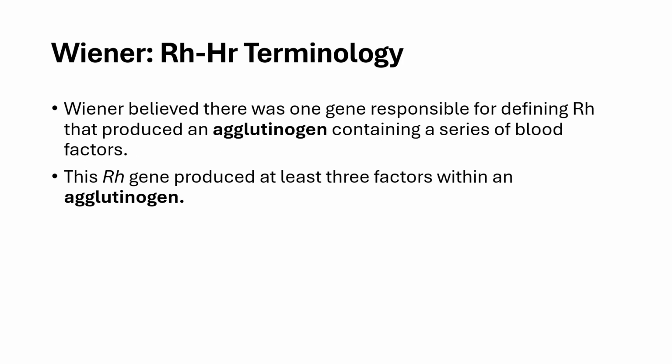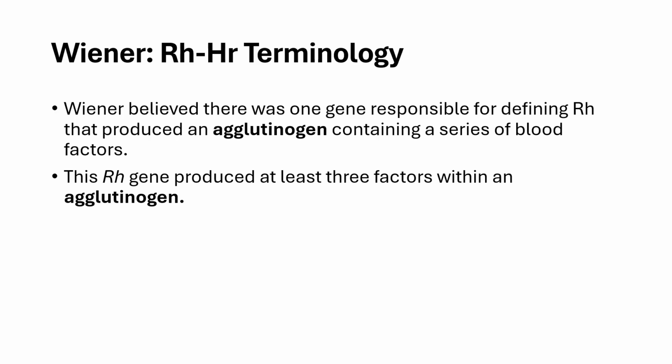So then we have Wiener's hypothesis. He proposed a single gene model for the Rh system. According to this model, one Rh gene produces a single agglutinogen, so it's a complex antigen. This agglutinogen contains multiple blood factors, at least three distinct components.